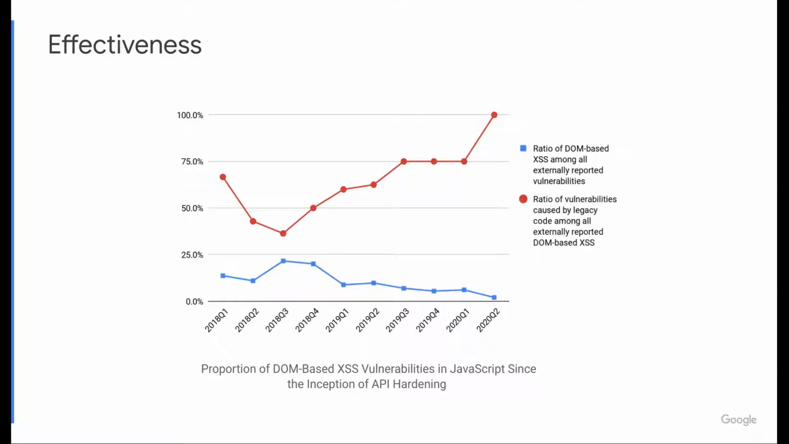On the other hand, the ratio of DOM accesses caused by legacy code has been increasing, as shown by the red curve. The two results show that it is much harder to find DOM access vulnerabilities in new code that uses hardened APIs.